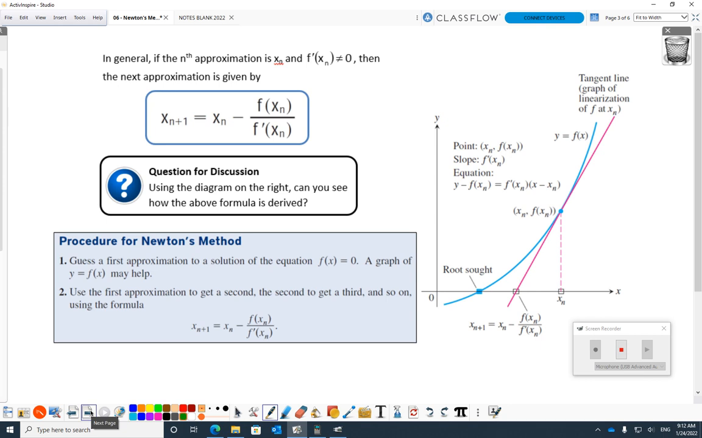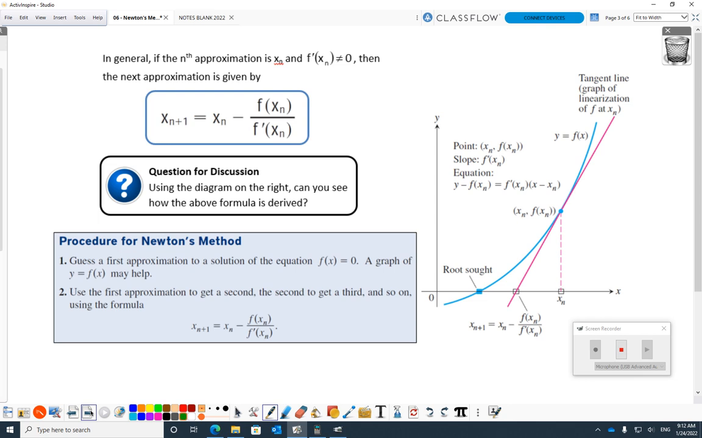In general, here's the whole approximation. Don't let the symbols intimidate you. Let me say this in words first before you worry about the symbology here. Take your guess, subtract the y value divided by the derivative there, and you'll have your new guess. That's as simple as what's going on here.